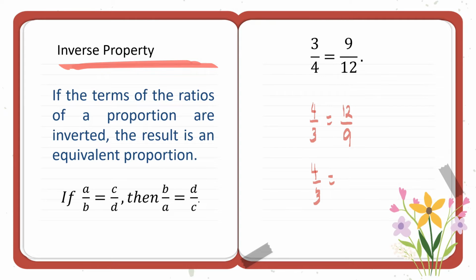12 over 9 in simplest form: 12 and 9 are both divisible by 3. So 12 divided by 3 is 4. 9 divided by 3 is 3. So 4 over 3 is equal to 4 over 3.